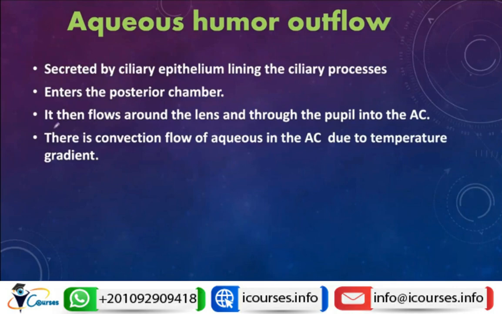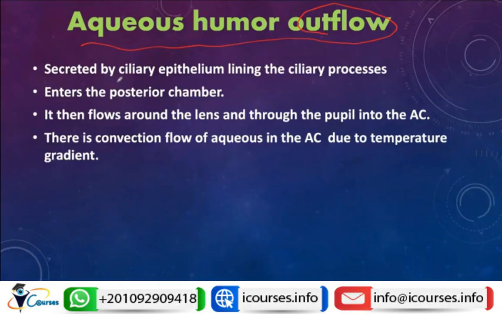Okay, so we now know how the aqueous is formed, and then it will circulate within the posterior chamber, then reach the anterior chamber through the pupil, and now it wants to be drained outside the eye. So this will be what's called the aqueous outflow. So how does the aqueous leave the eye?